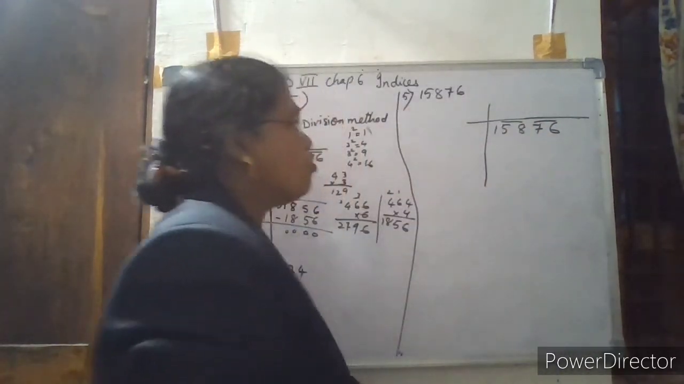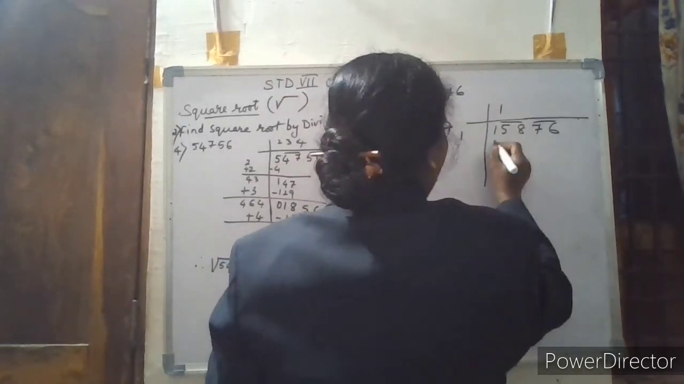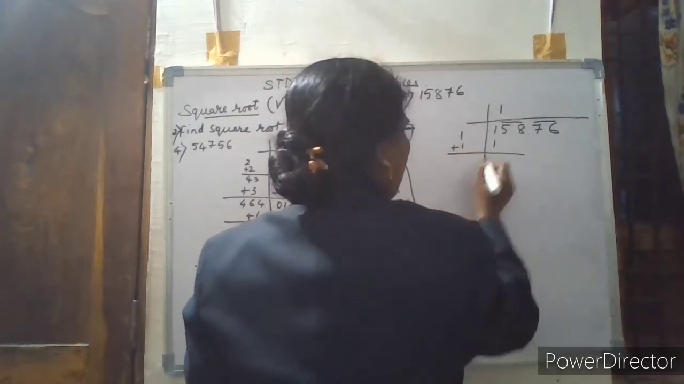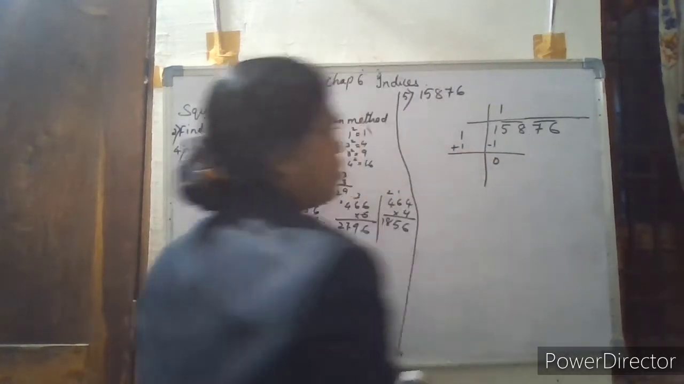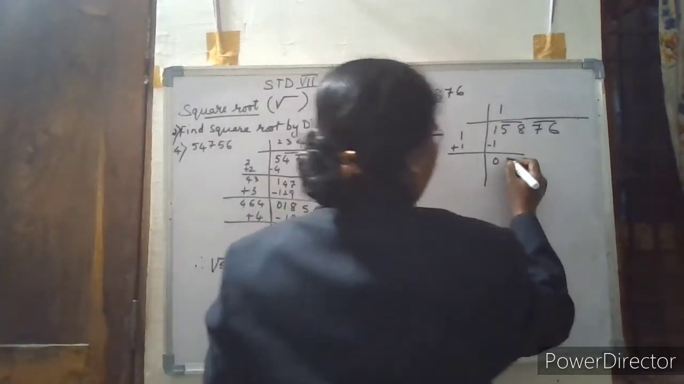You know that 1 1 is 1. Plus 1. Minus it, 0. I got remainder as 0. Now bring down 58 as it is. 58. Here it is 2.